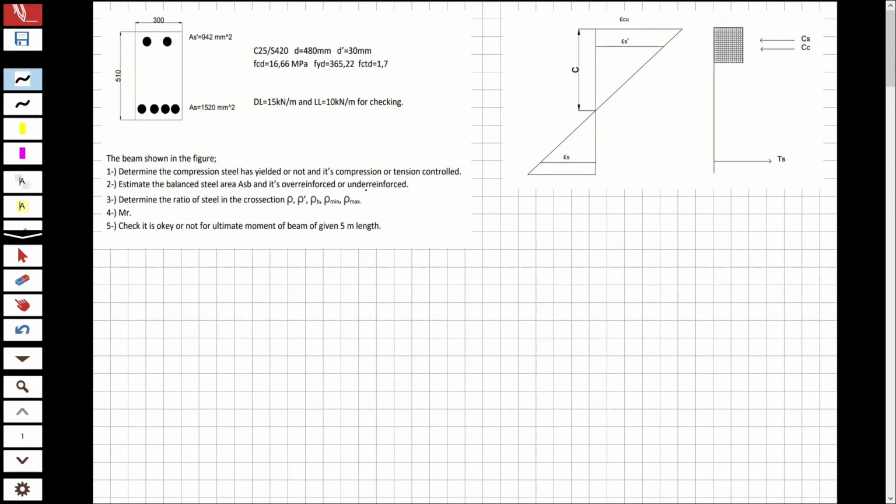First we are going to make an assumption that the compression steel, so this steel, has yielded. So the compression steel is going to be our assumption, and we are going to then check whether it is correct or not. Okay, so we are going to write an equilibrium, and we are going to obtain the neutral axis from that equilibrium.